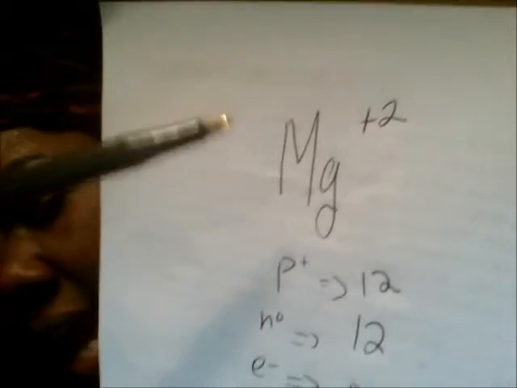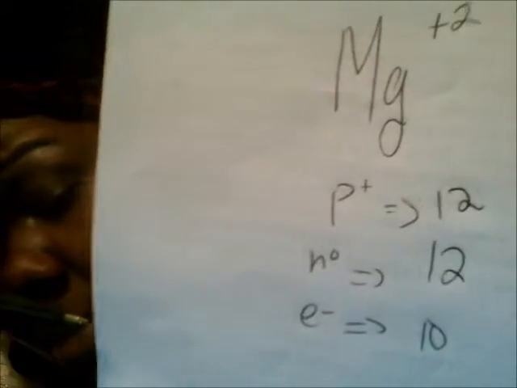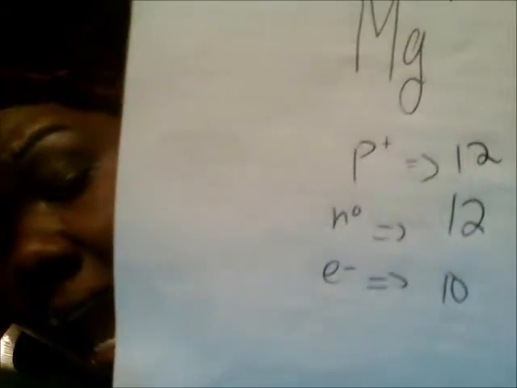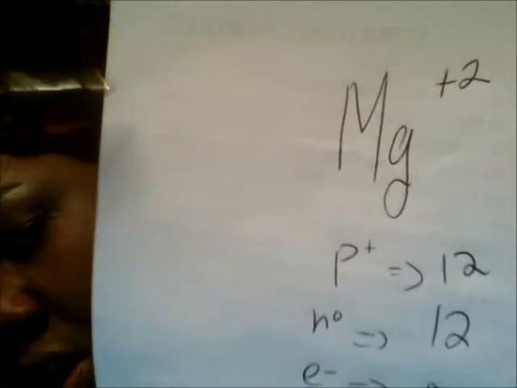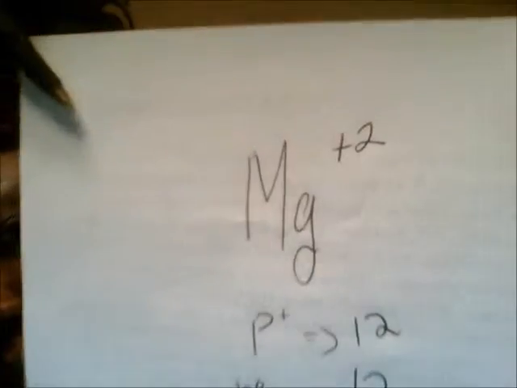Okay? So let's recap. For magnesium 2 plus, I'm going to have 12 protons. Why 12? Because it has to stay magnesium. 12 neutrons. Why 12 neutrons? Because it's the atomic mass minus the atomic number. 24 minus 12 is 12. And I'm only going to have 10 electrons because the charge has to be plus 2. I have to have 2 more protons than electrons in order to be left with magnesium plus 2. You get it? I hope so.